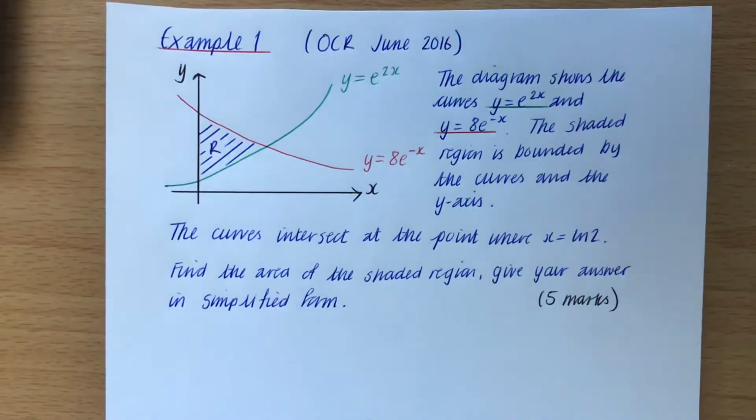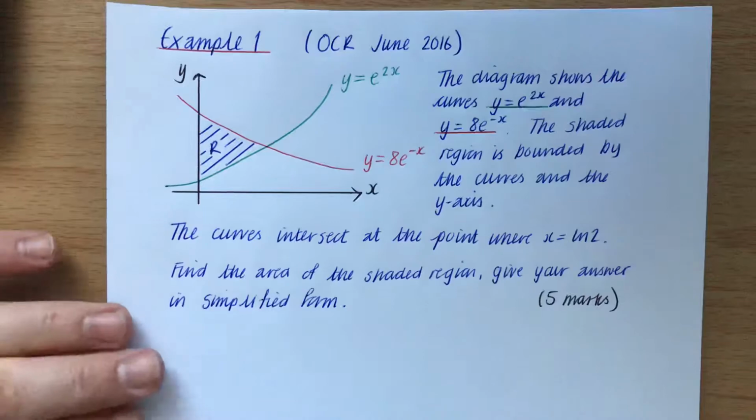Example number 1. The diagram shows the curves y equals e to the 2x and y equals 8e to the minus x. The shaded region is bounded by the curves and the y-axis. The curves intersect at the point where x equals ln 2. So I'm going to add that to the diagram here.